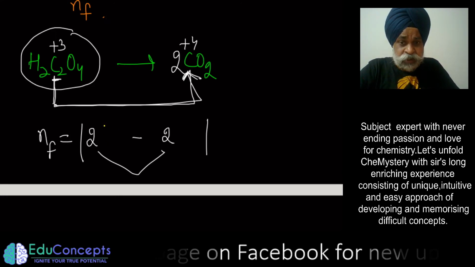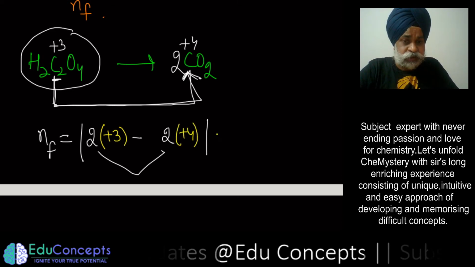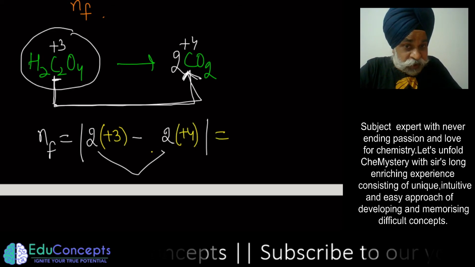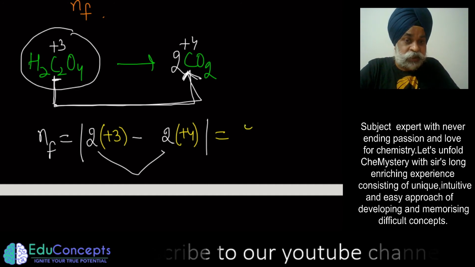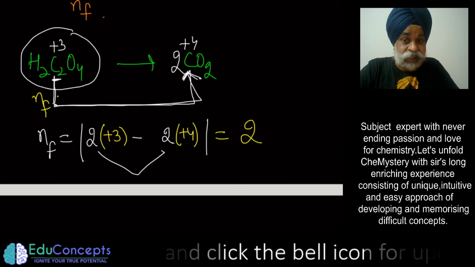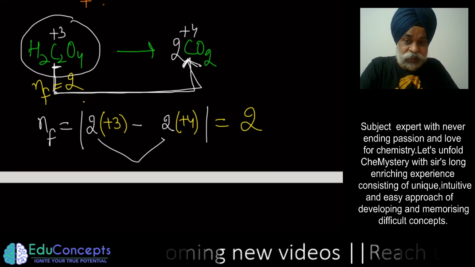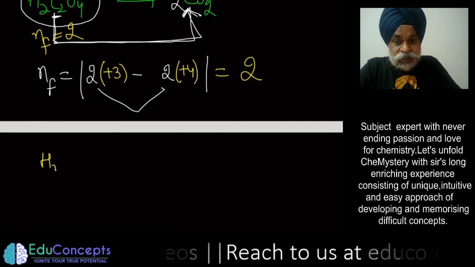So now see here. So carbon is in plus 3 oxidation state and here it is in plus 4 oxidation state. So what if you take a mod? Again, I'm saying you have to take a mod. So the answer comes out to be 2. So the n factor for oxalic acid, if this oxalic acid goes to carbon dioxide, is 2. Another way is that you could balance it out.